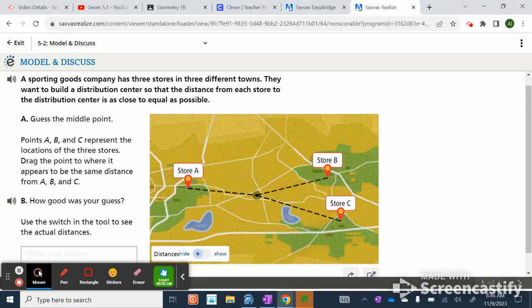A sporting goods company has 3 stores in 3 towns. They want to build a distribution center so the distance from each store to the distribution center is as close to equal as possible. Where should they build their distribution center? Should they build it right here? Or right over here? Or right down here?